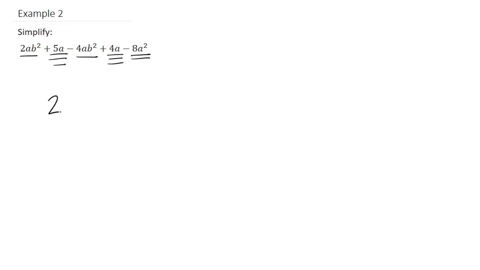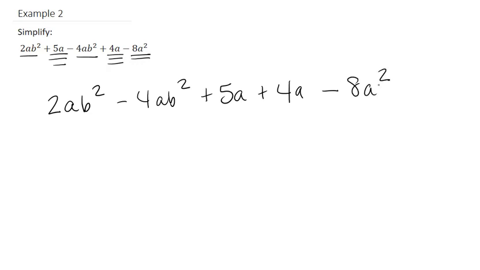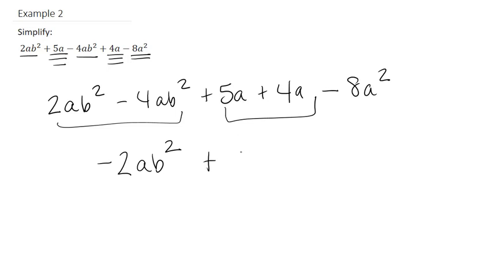Next, we can go ahead and just rewrite this if we like. So it's 2ab squared minus 4ab squared plus 5a plus 4a minus 8a squared. So the first thing we need to do is add these 2 together. So 2ab squared minus 4ab squared is negative 2ab squared. Next, we need to add 5a plus 4a, so that's just equal to 9a, because 5 plus 4 is 9, and we leave the variable.